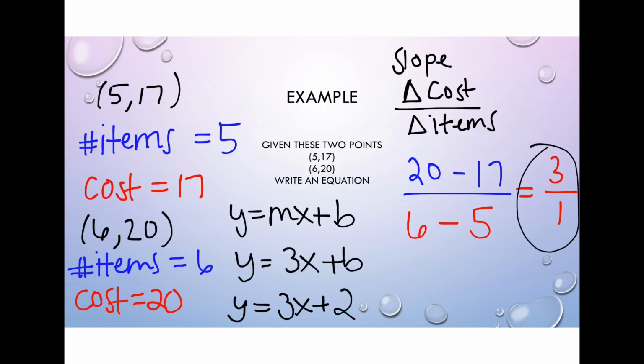Does this work for the other one? So I'm going to plug in 5 for x right here. 3 times 5 is 15. Going to add 2. 17. Oh, my y is 17, my total cost. So this equation works.